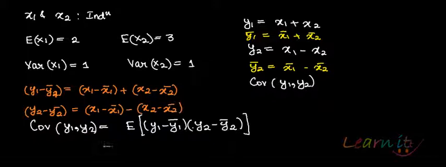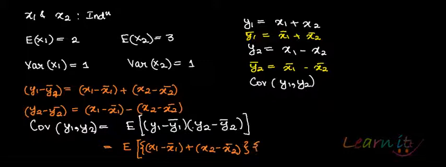Let's put this here. In place of y1 minus y1 bar, you will write x1 minus x1 bar plus x2 minus x2 bar. In place of y2 minus y2 bar, what will you write? x1 minus x1 bar minus x2 minus x2 bar. This is what you'll have.